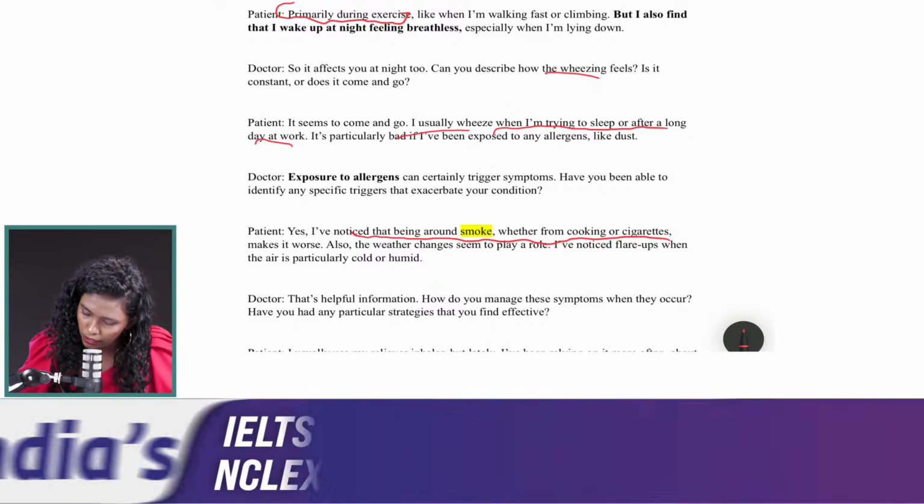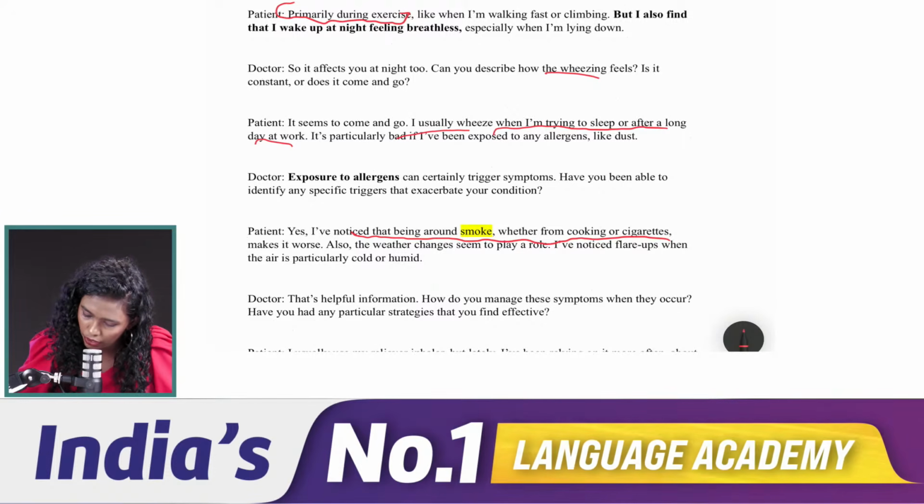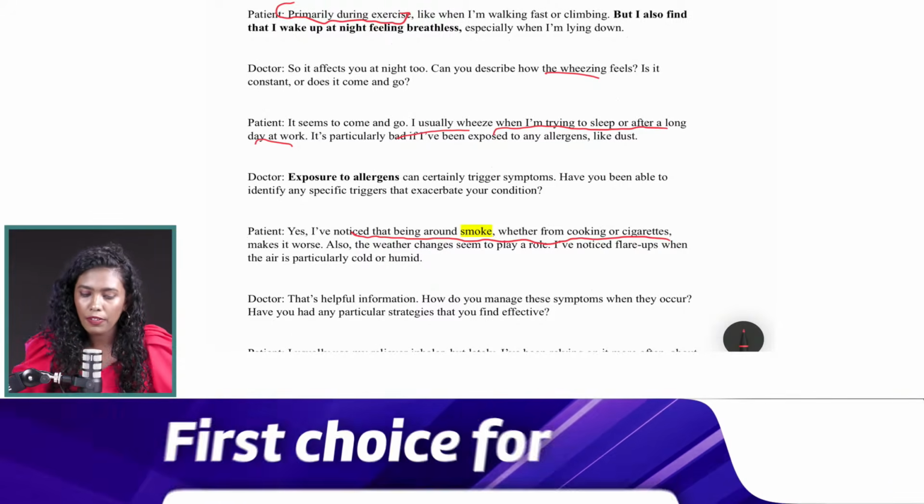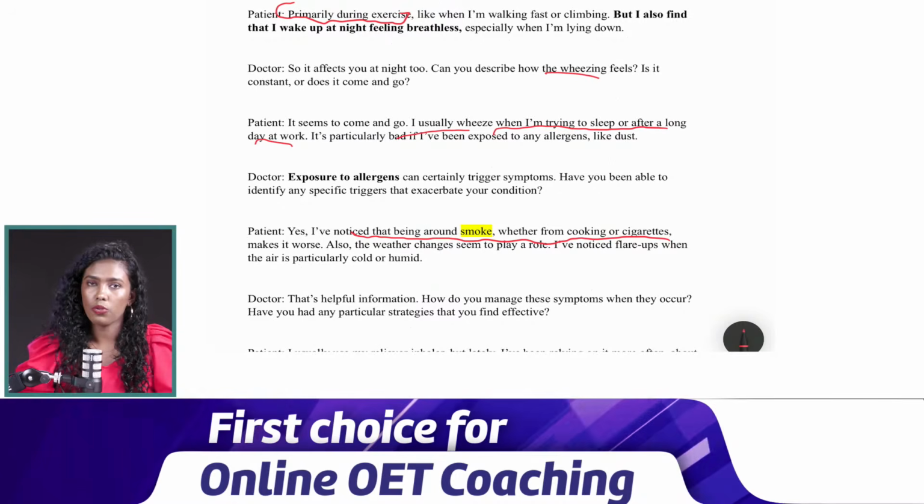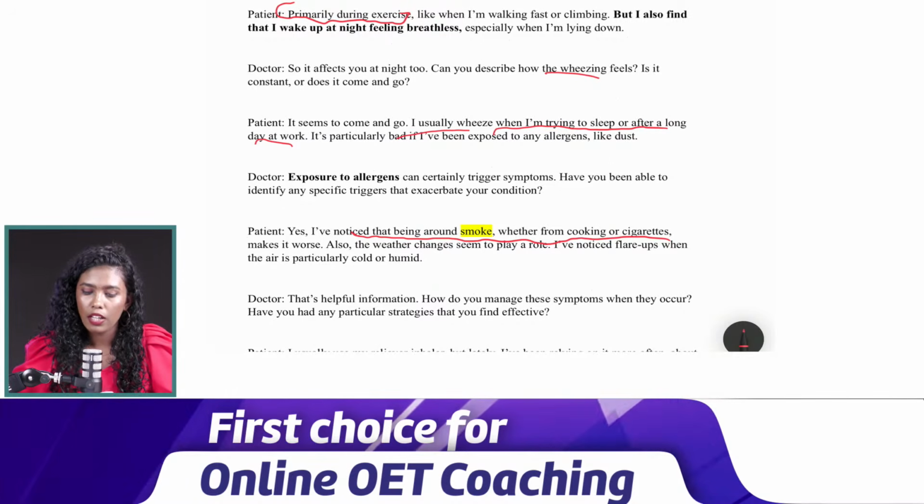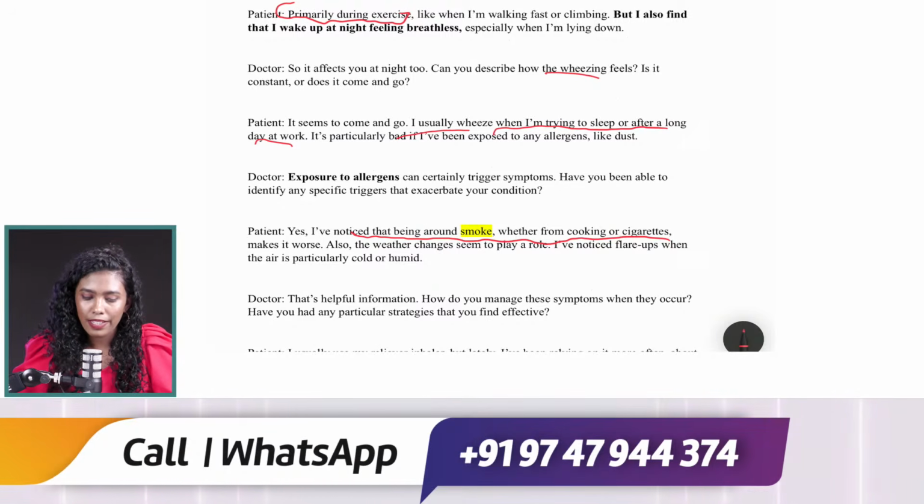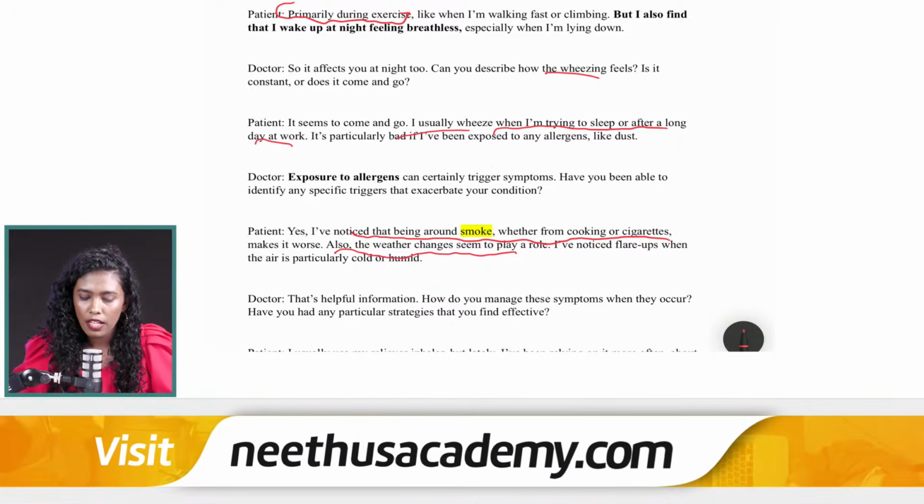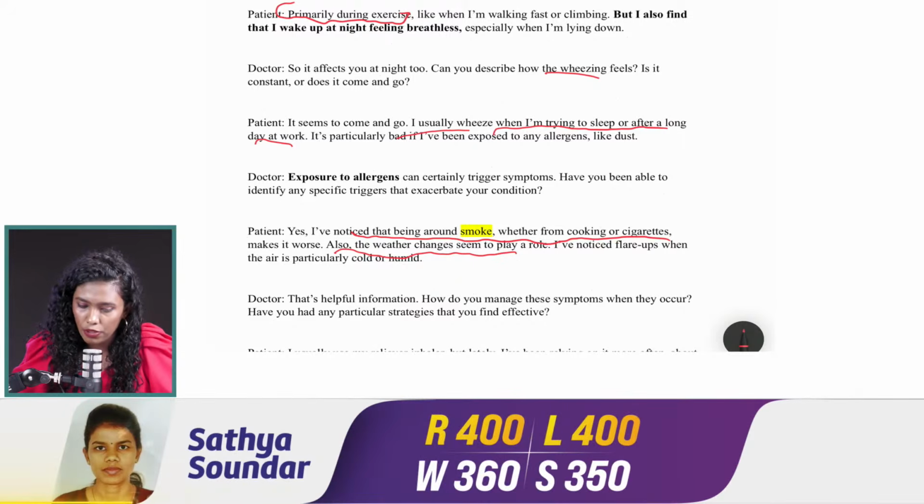So notable triggers include dash and changes in the weather. The patient is having difficulty being around smoke, usually while they're cooking or while they're using the cigarettes. That is actually making it worse. And additional information is also given: weather changes seem to play a role, and patient is mentioning the other descriptive explanation of the same.